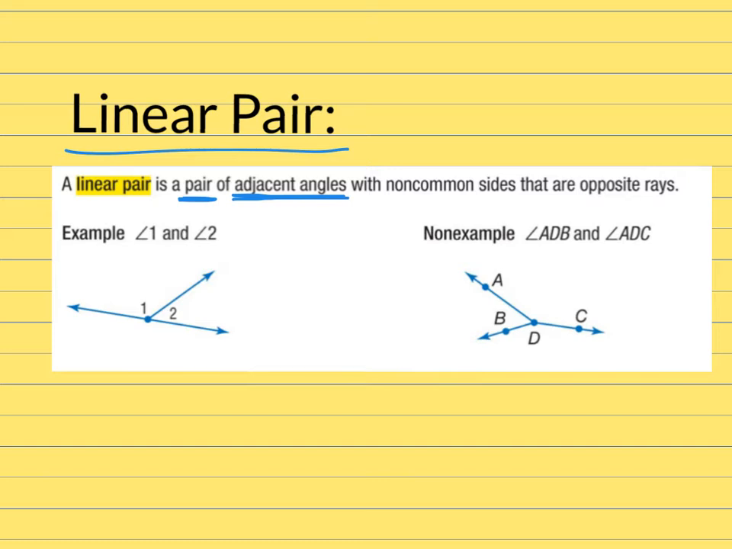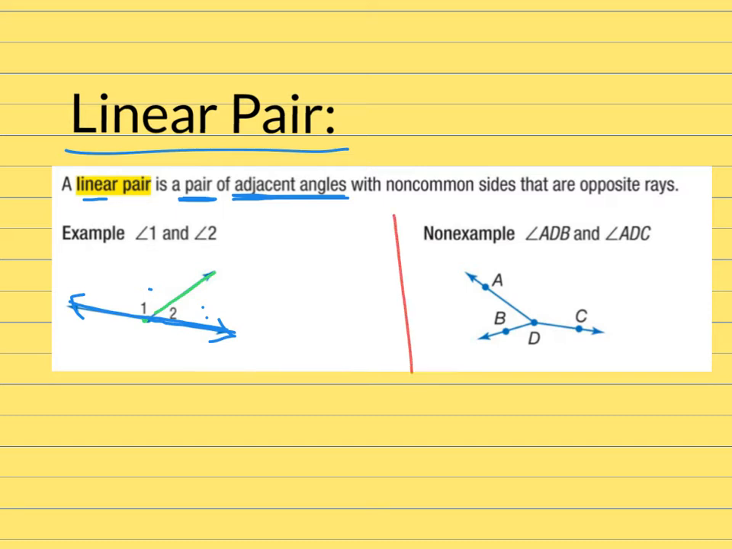They do have a common vertex and a common side. And then their non-common sides are opposite rays, which means they go opposite ways on the same line. So they have to be making a straight line. In other words, linear pair, two angles, 1 and 2. So this is a linear pair.